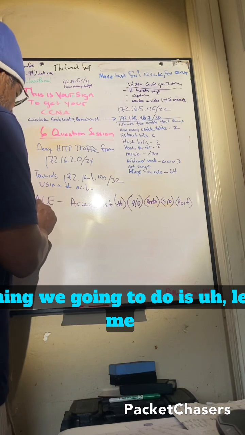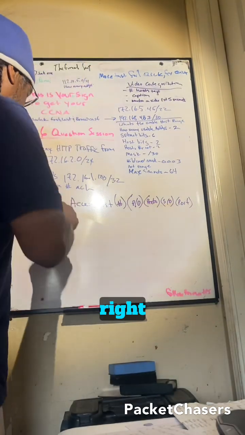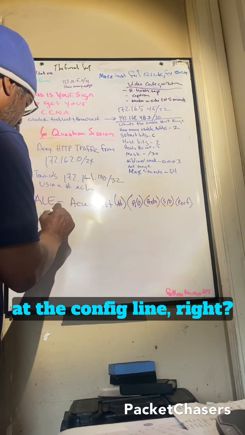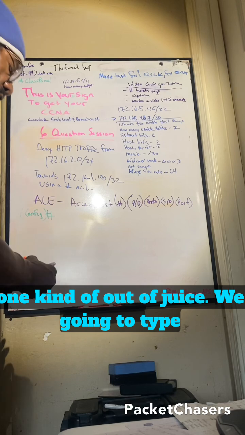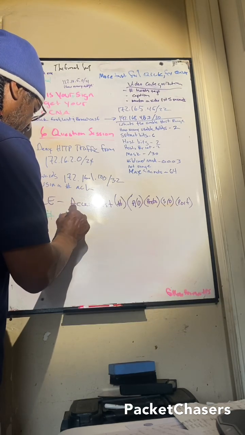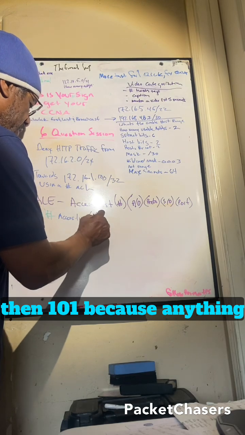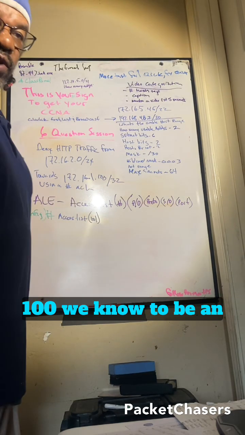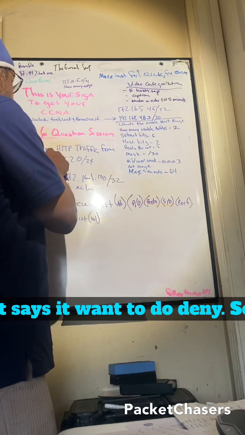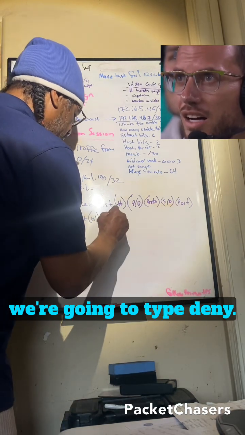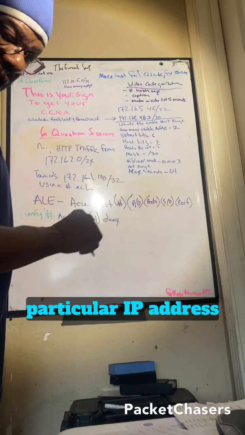So the first thing we're going to do is, at the config line, right? We're going to type access-list, and then 101, because anything over 100, we know to be an extended access list. And so what it says it wants to do is deny. So we're going to type deny traffic from this particular IP address.